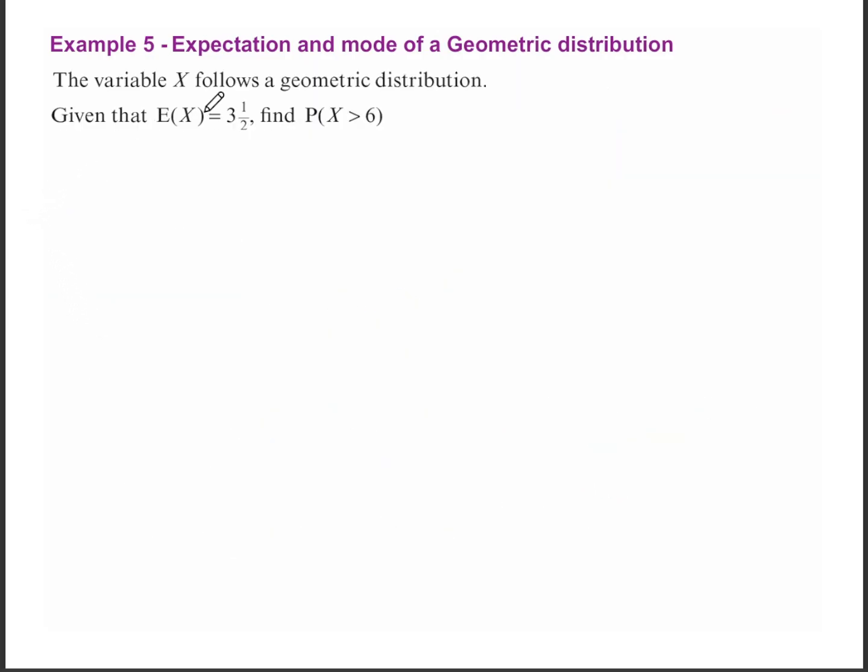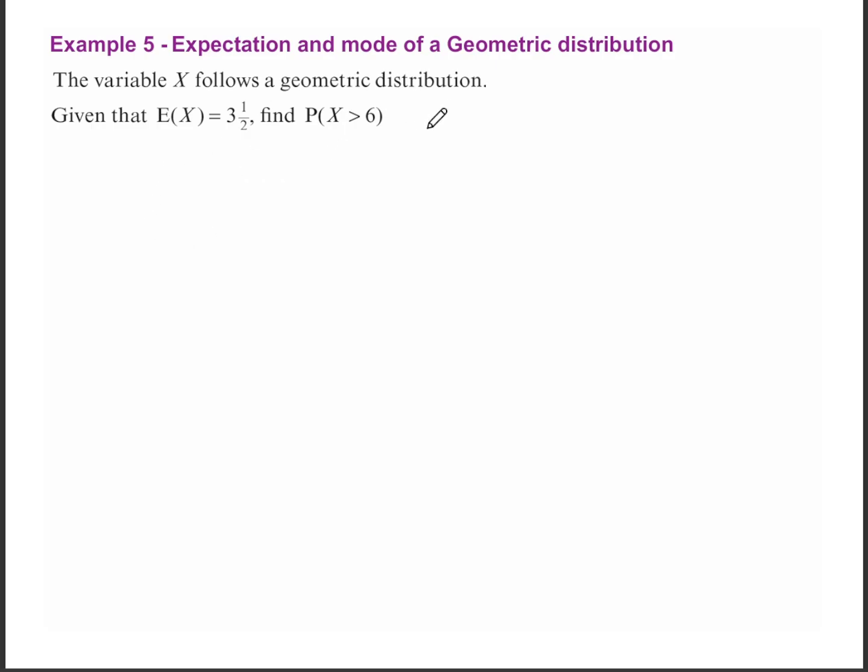Next example, another expectation and mode of a geometric distribution. We're told that a discrete random variable x follows a geometric distribution and we're given that the expectation is 3.5, and we're supposed to find the probability that our discrete random variable is greater than 6, meaning the first success happens after the 6th attempt.